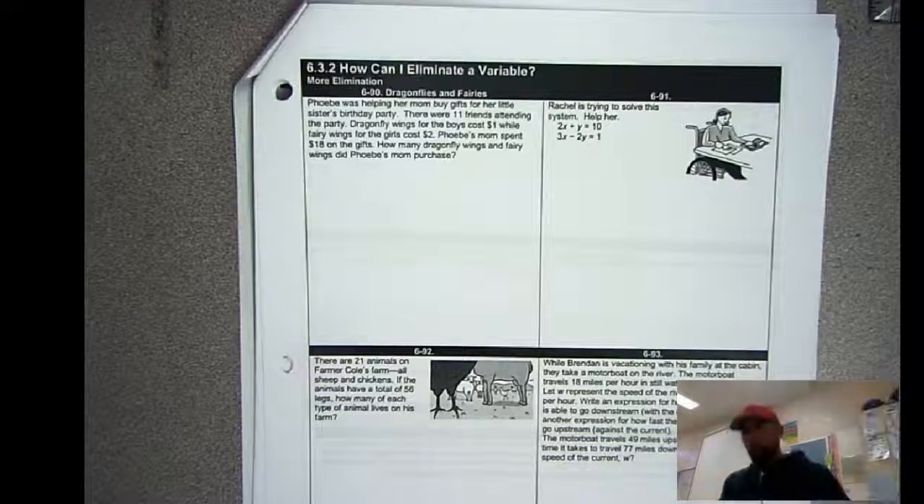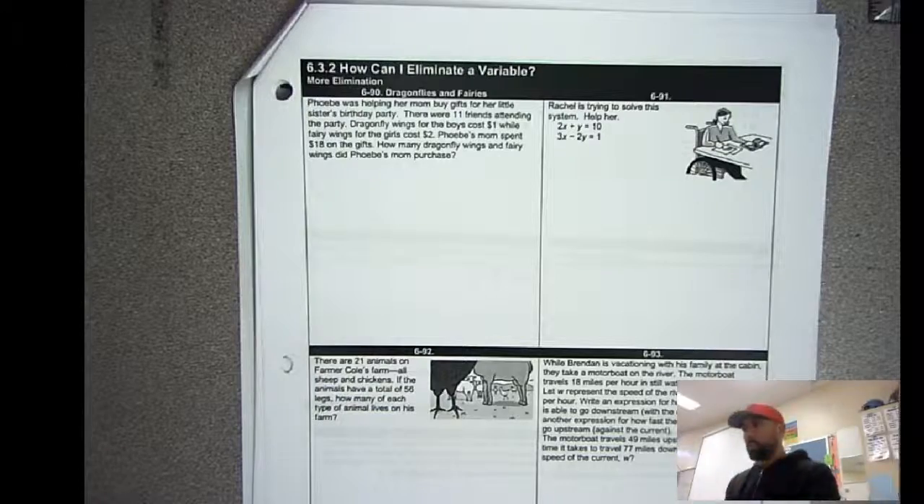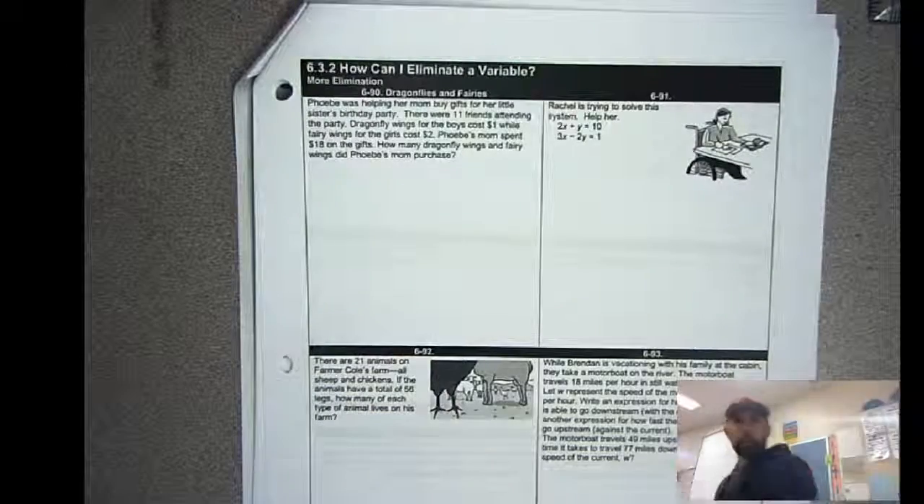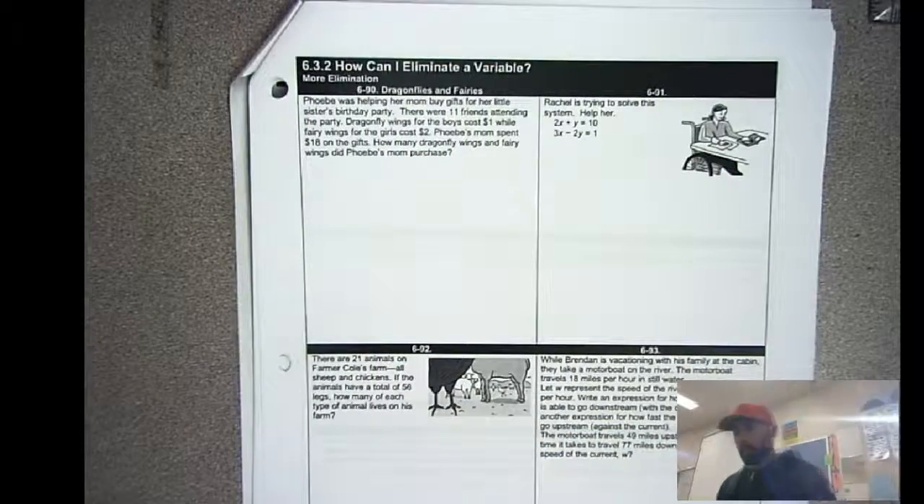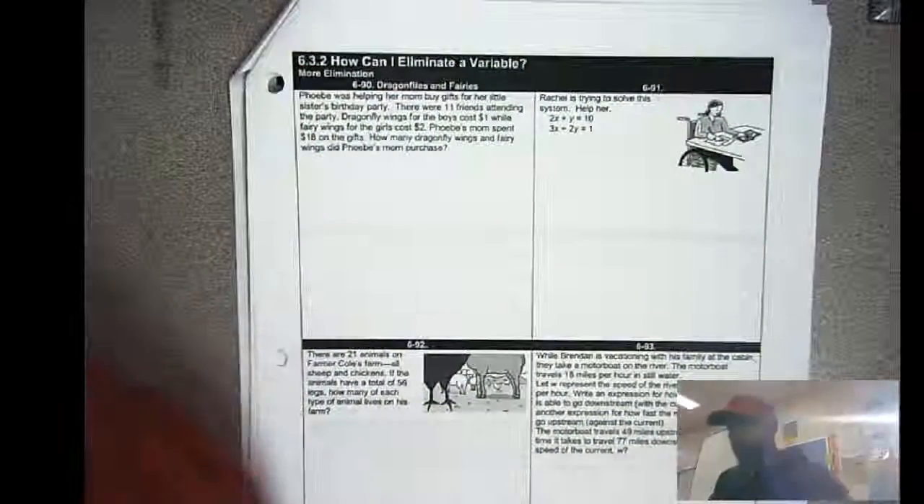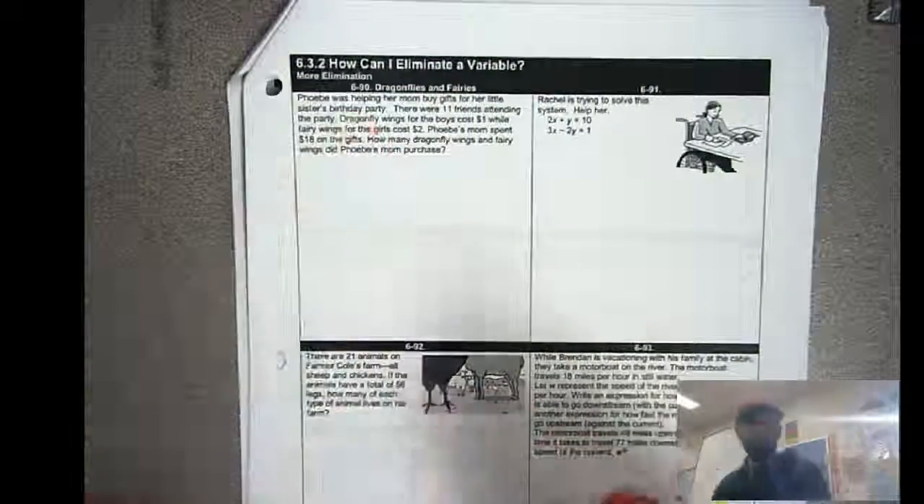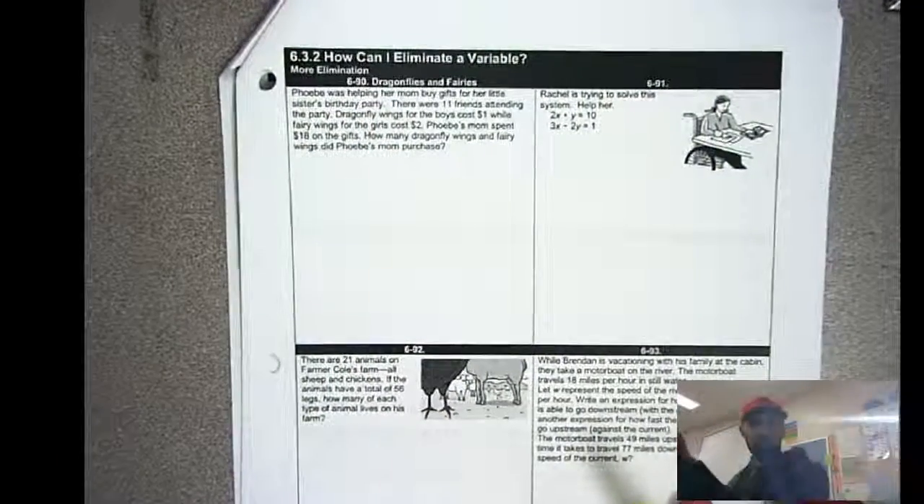We're going to be going over 6.3.2, the section about more elimination. We're going to be looking at some word problems and using elimination to solve them. The first thing I want to do is go through this word problem and figure out the two equations that we need to solve.